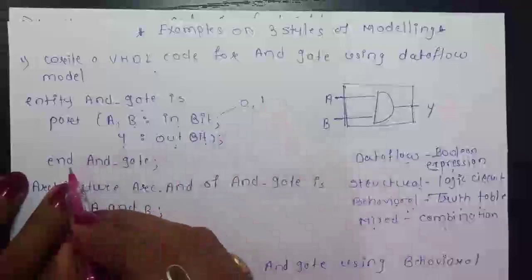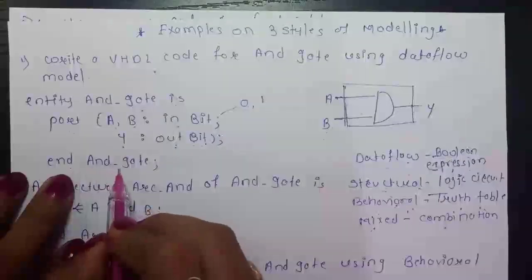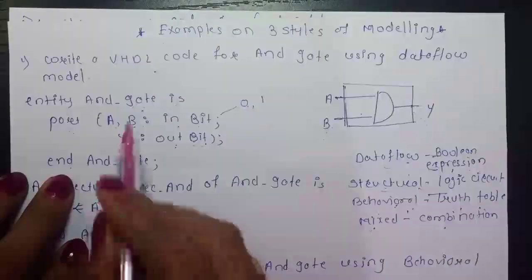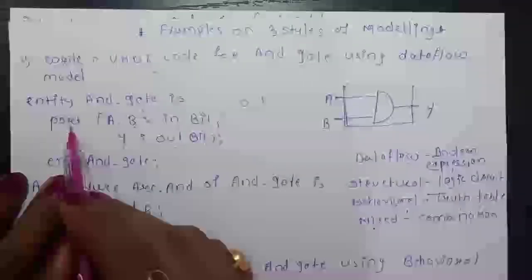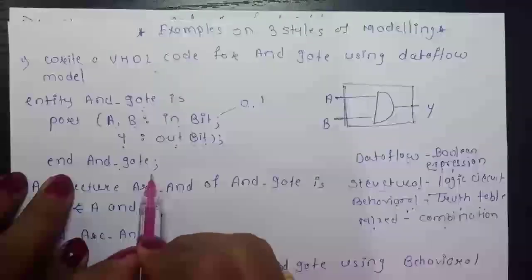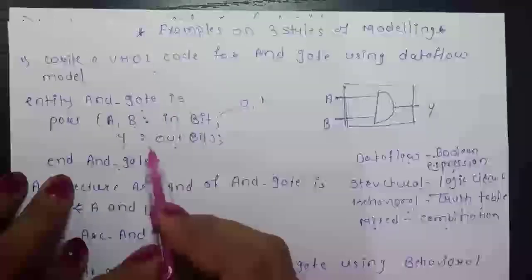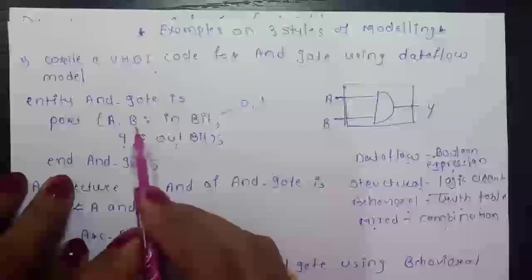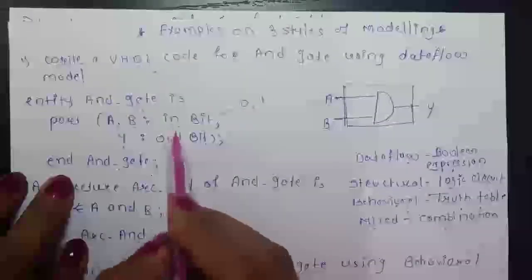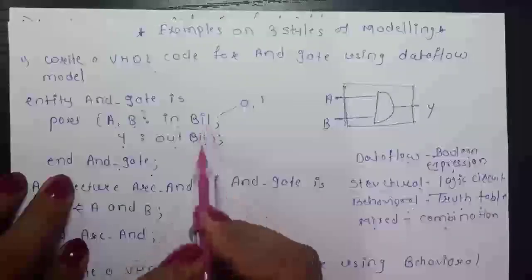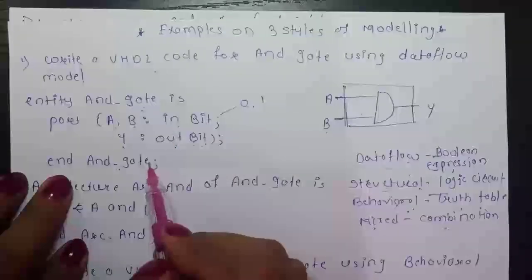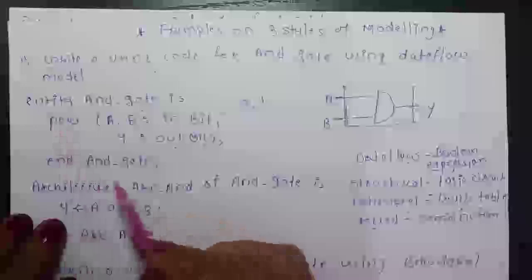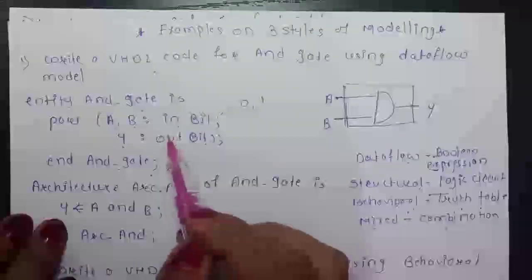And then the end keyword, followed by the name of the entity. From here your entity begins and here your entity ends. So entity is used to specify the number of ports, the type of port, whether it is input or output, and the data type associated with that port. Okay, so this is all about the entity declaration.